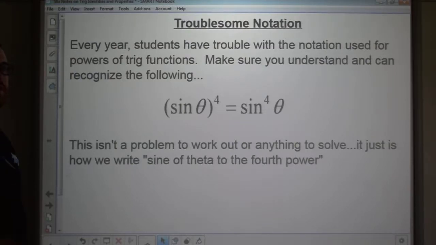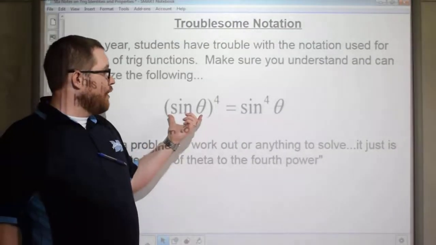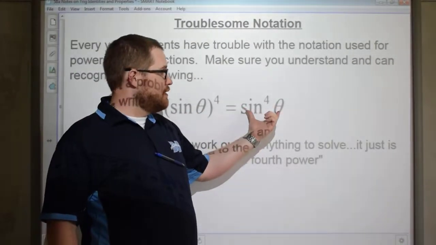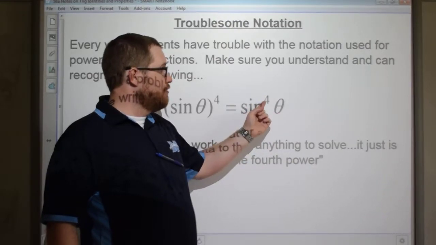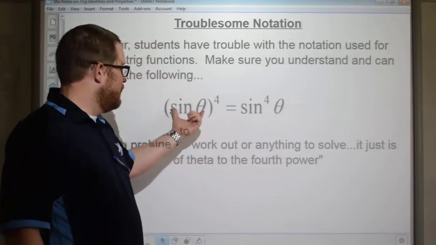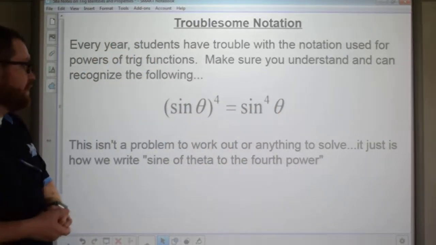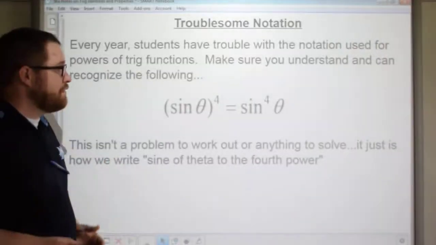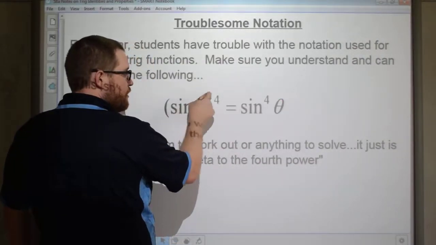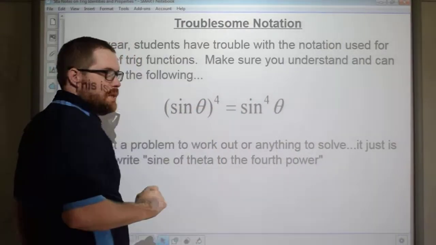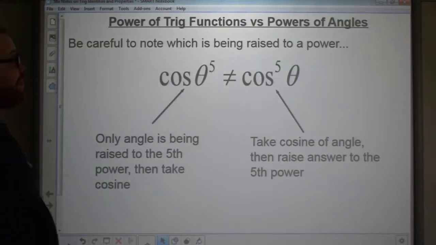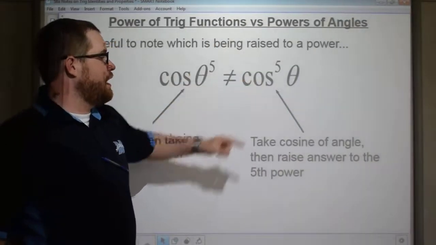People have trouble with some notation. I'm never going to write sine theta to the fourth like this. I'm going to instead write it like this. This does not mean sine to the fourth times theta. It means sine of theta all to the fourth power. This isn't anything to work out, but you just have to recognize that in this problem, it's the entire sine that's being raised to the fourth, not just the theta.